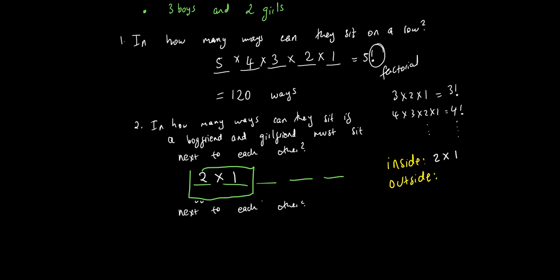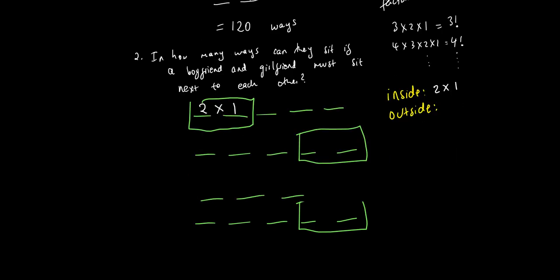But then outside, let's understand the following. This box could be here, or the boyfriend and the girlfriend, 1, 2, 3, 4, 5. The boyfriend and the girlfriend can decide to sit here, isn't it? Or they can decide to sit in the middle, or they can decide to sit here. You understand? So the box can be anywhere along those spaces. Because of that, we have outside.